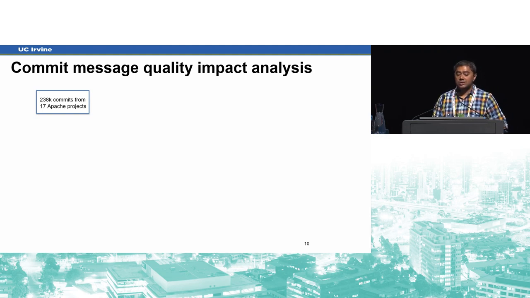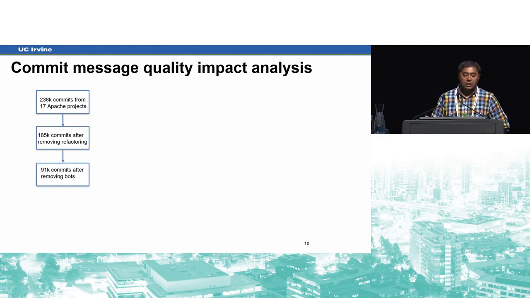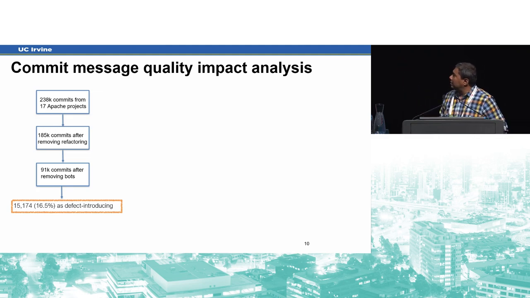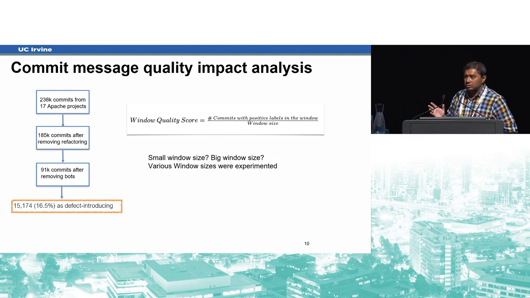For this analysis, we started with 238,000 commits. And then, of course, we had to do some filtering. For example, we removed commits that were refactoring related, and we also removed commits that were written by bots. That gave us about 15,000 commits that were defect introducing, using the approach that I explained in the earlier slide. And then, as I was saying, one important thing was to figure out how far back I should go in the history. And it's important to think about it, right?